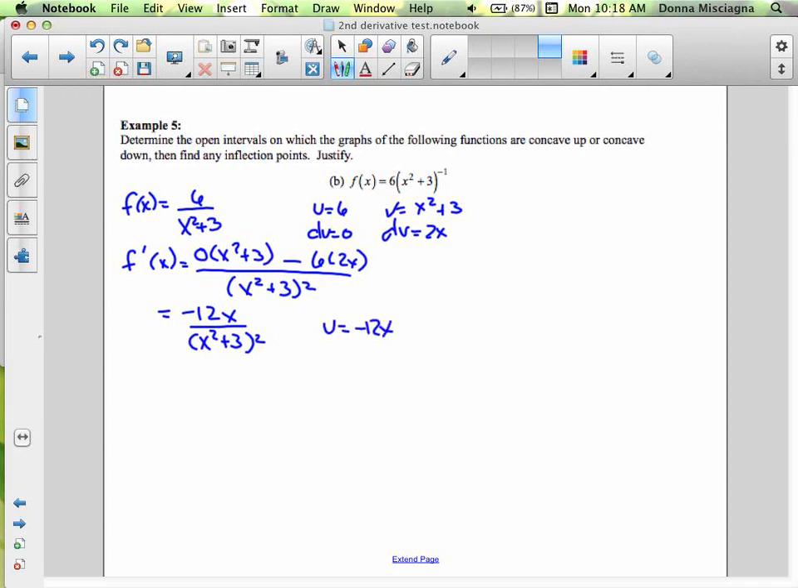The numerator is negative 12x. The derivative of that is negative 12. The denominator is (x squared plus 3) squared. I can either square it or use the chain rule. I'll use the chain rule.